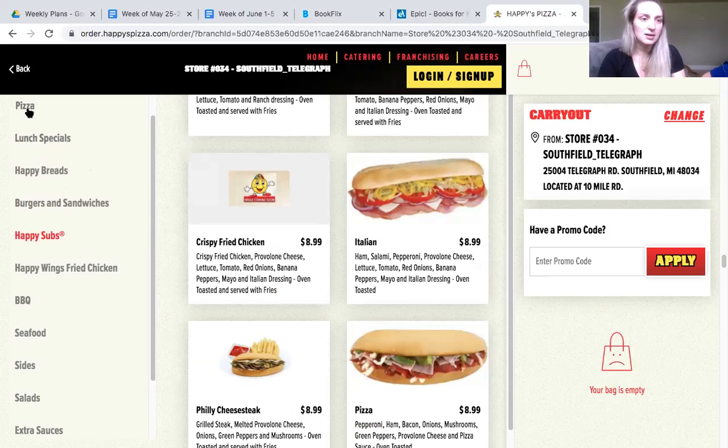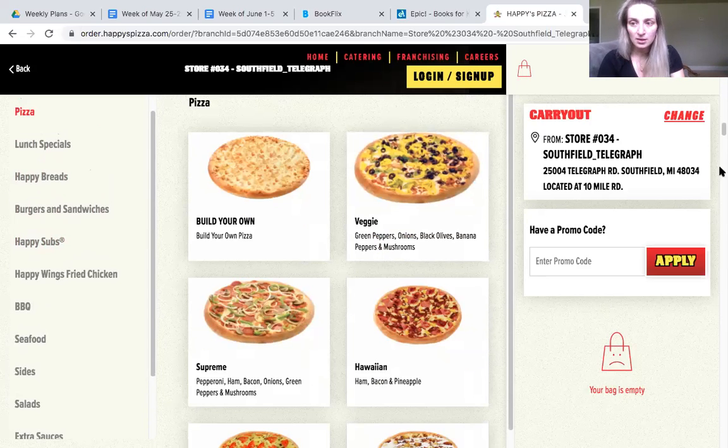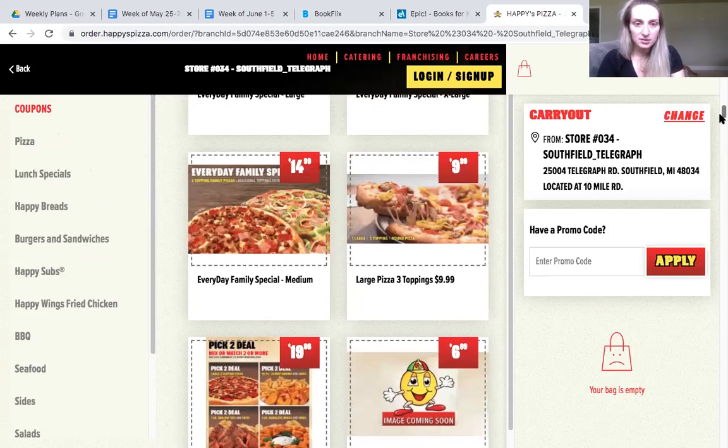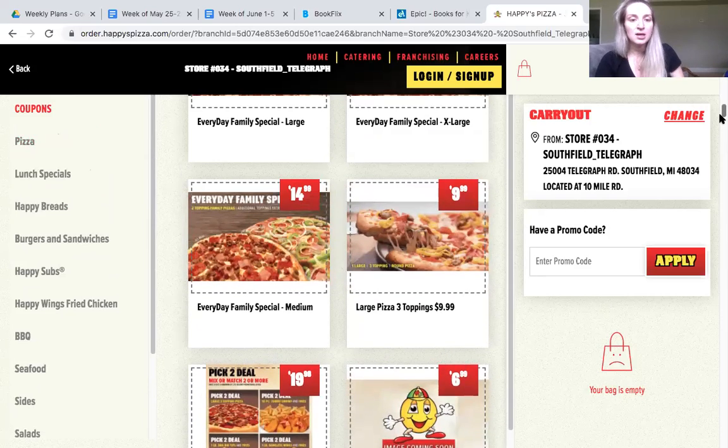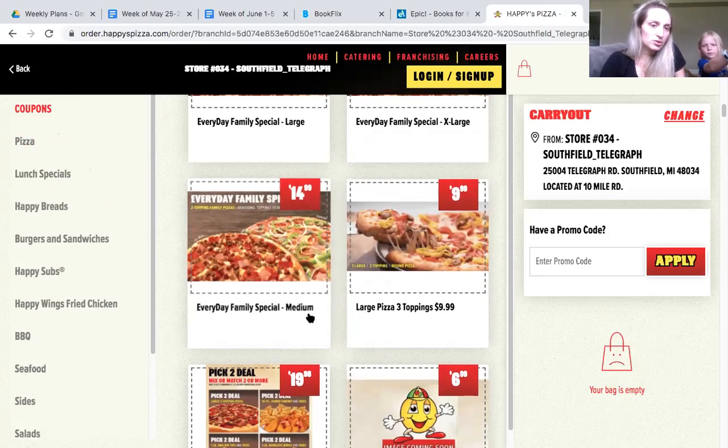Oh, pizza was at the top. Sorry, I missed it. And I know they have up here some pizza deals. Okay, so here we have 2 pizza deals. We have an everyday family special, which looks like you get 2 pizzas with it for $14.99. This one is a large pizza with 3 toppings for $9.99.